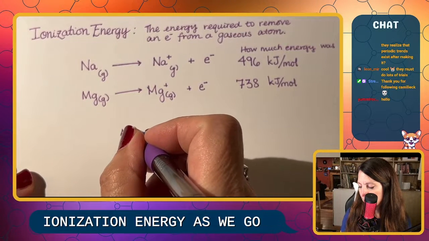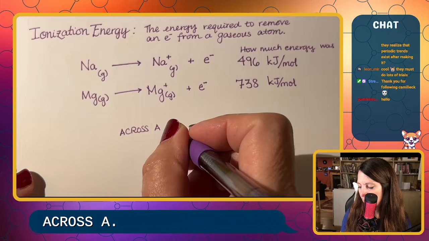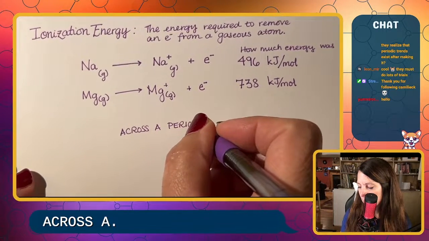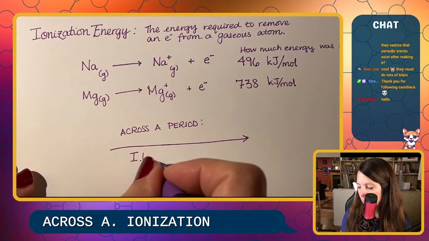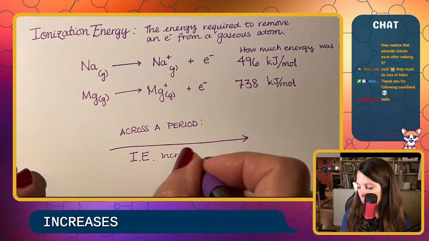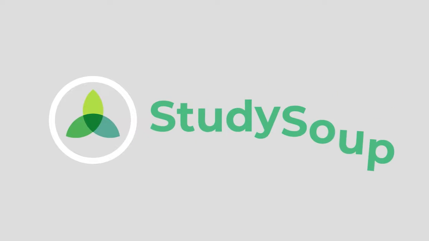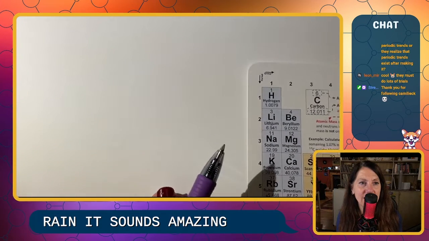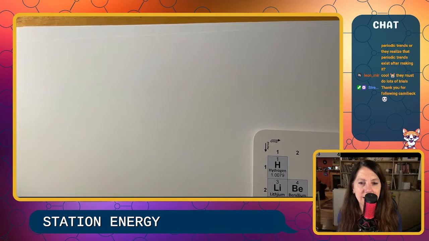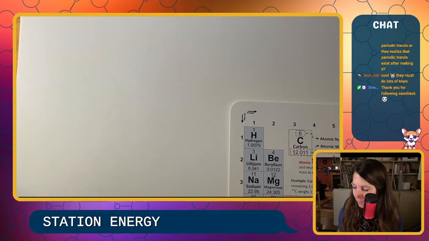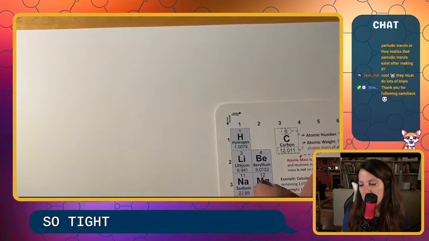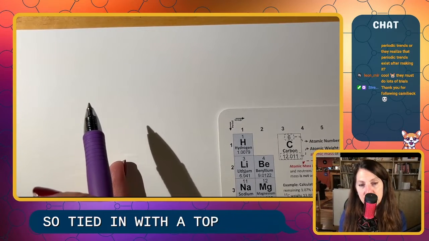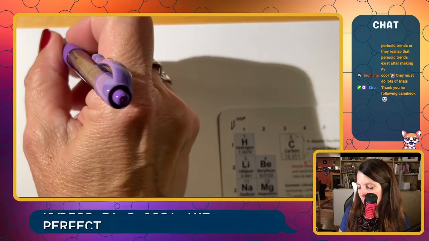As we go across a period, ionization energy increases. All right, ionization energy. Okay, this is going to be cool because it's so tied in with atomic radius. It's just the perfect segue.